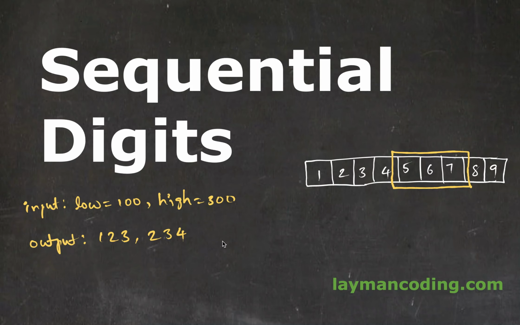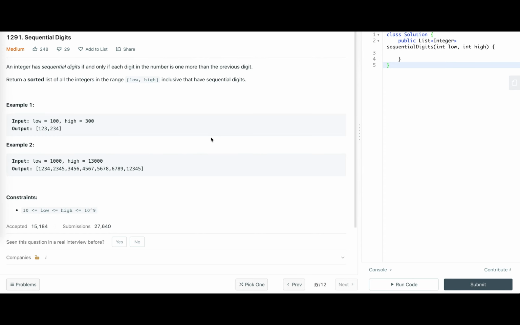Hi, in this video, let us try to find a solution for a problem called sequential digits. Here is the problem description. You are given two variables, low and high. You are supposed to return all possible sequential digit numbers in ascending order between these two numbers.